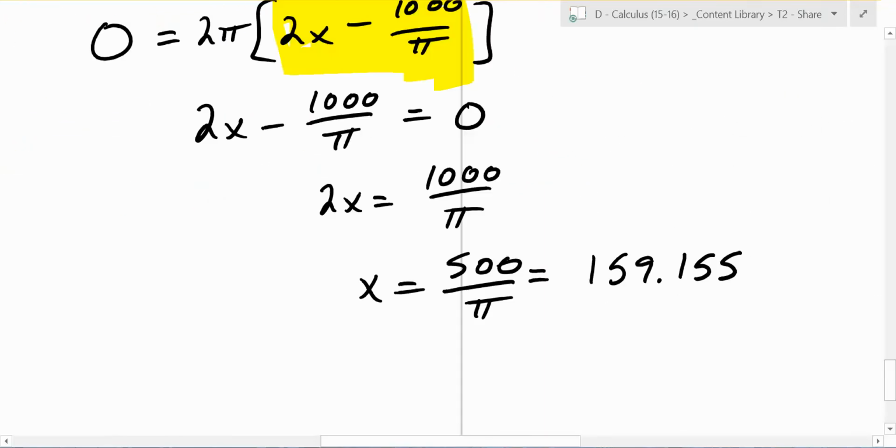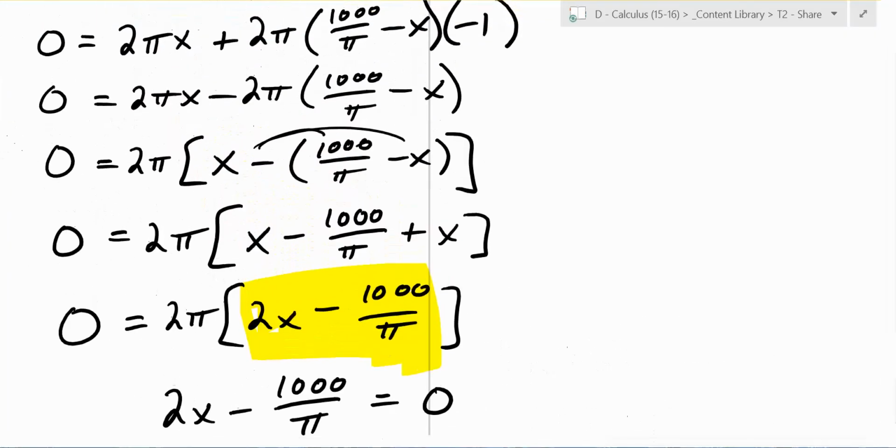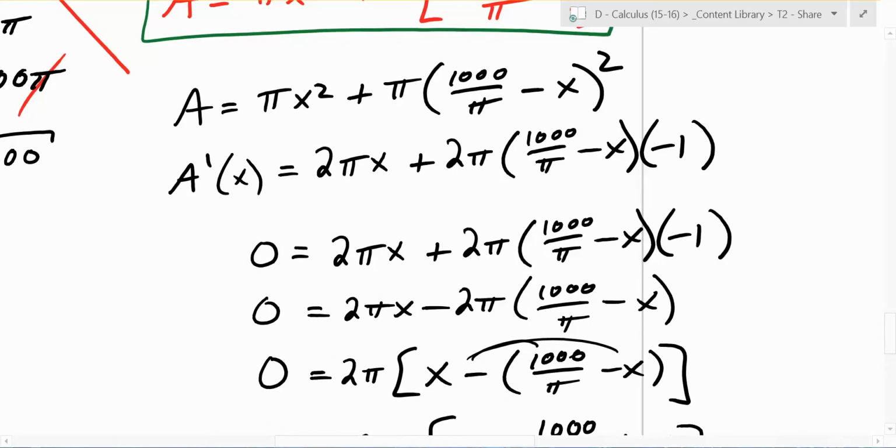Here's the thing we can test first, though. Usually when we find where the derivative is 0, we like to find out if it's a what or a what. A minimum or a maximum, right? We look at the derivative. Let's look at the derivative, everybody. Where's the derivative? The derivative is right here. The derivative is right there.